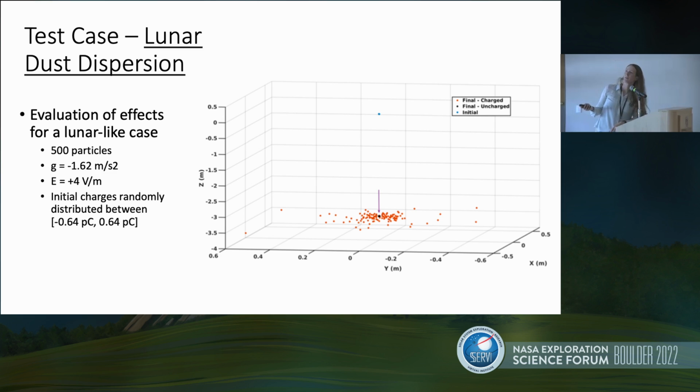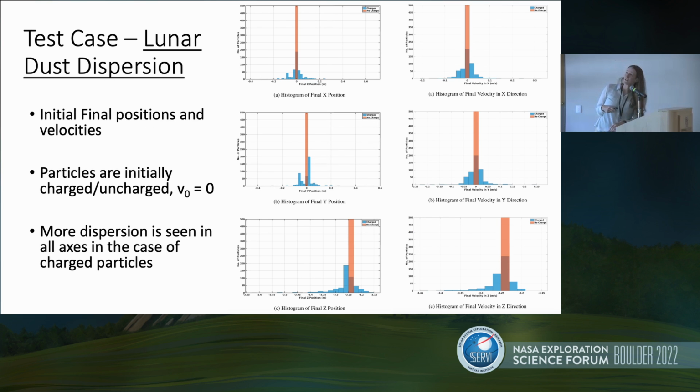And we can see that differently here. This is another plot of the final positions and then the velocities, with final position on the left, velocities on the right in the X, Y, and Z directions. And you can see a little bit better here that you do get dispersion in all of the different axes due to the charging on the grains. So this is important to implement in charged particle cases, where we're trying to understand if dust gets kicked up by a rover wheel or something like that, where is it going to go?